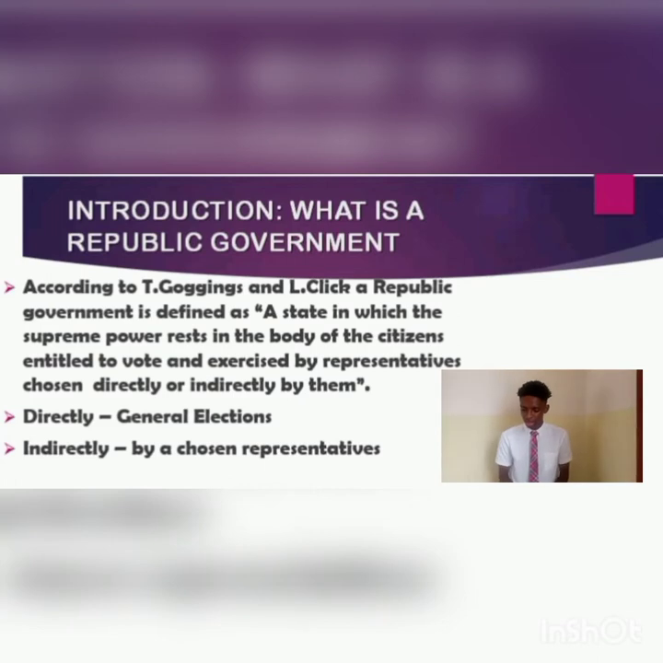Thus, we can say that in this republican government, citizens participate in the voting indirectly or directly. When we say directly, we mean that they personally use the electoral system, where they cast their votes to select their own representatives. We also have indirect voting, where the chosen representatives now vote for the people. So we can say that's indirect voting for their own leaders.